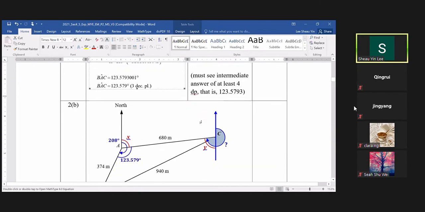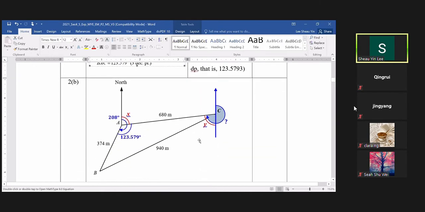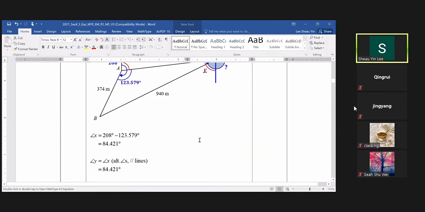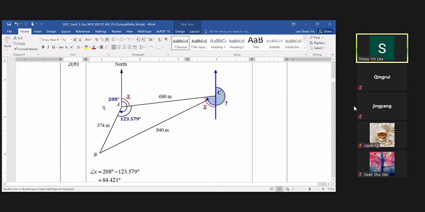Okay, this one is basically your 2B. All right, 2B answer. They are asking about your bearing, if I'm not wrong. Okay, bearing, if you look at the question, is always, I say last time, you have to draw your north-east-southwest. Okay, you also must draw in your north-east-southwest. And after that, you go by your clockwise direction. Okay, starting from the north.